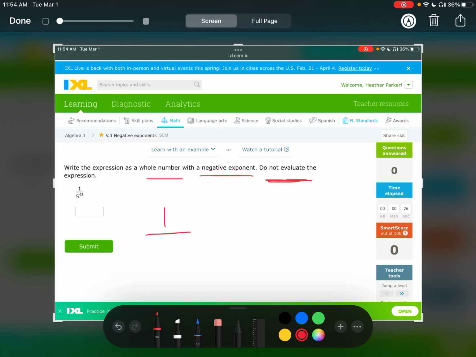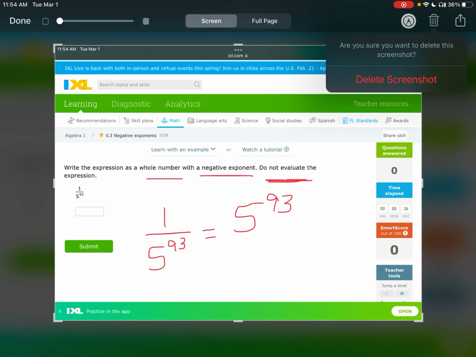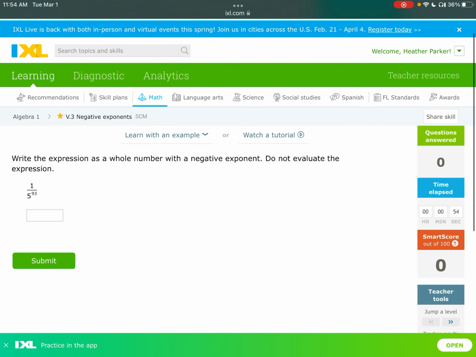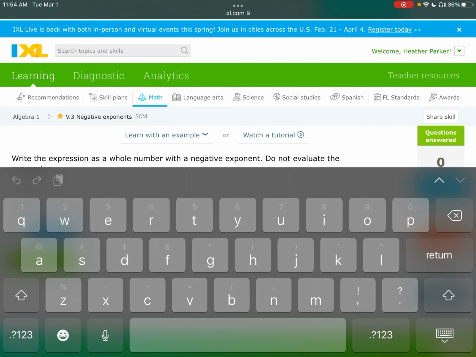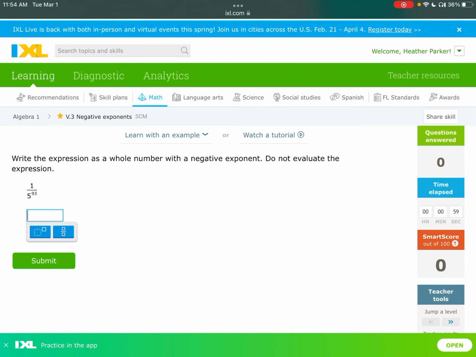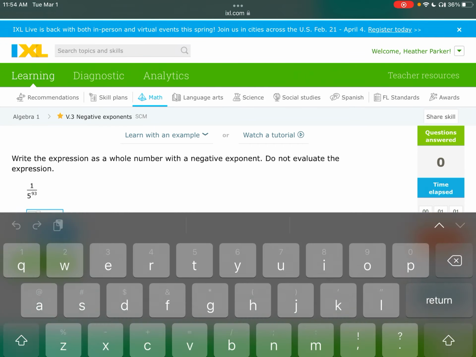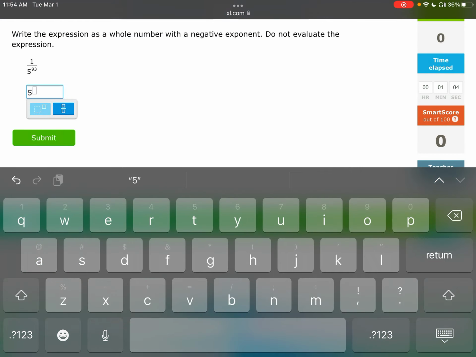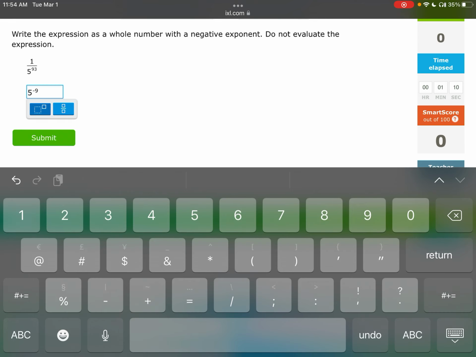Now normally we go the other direction, but if I'm trying to rewrite this with a negative exponent, I'm going to bring that 5 up to the numerator. And when I move from the denominator to the numerator, I'm going to make my exponent negative. So I'm going to enter this in as 5 to the negative 93. So I'm going to go 5, and then here inside this box, if I can get to it, I'm going to do negative 93.